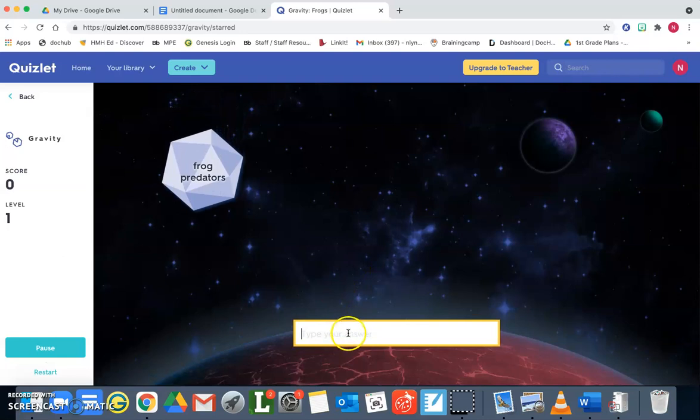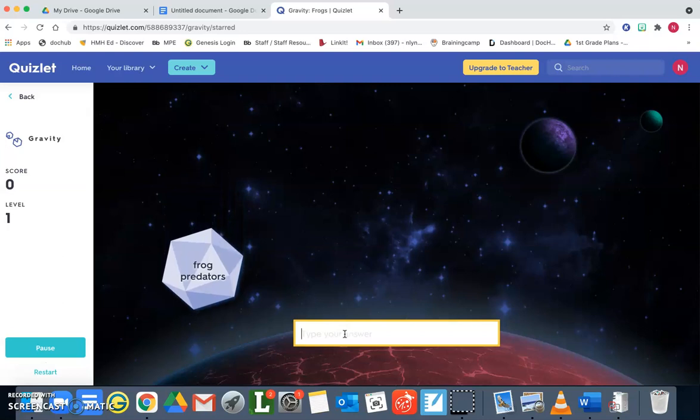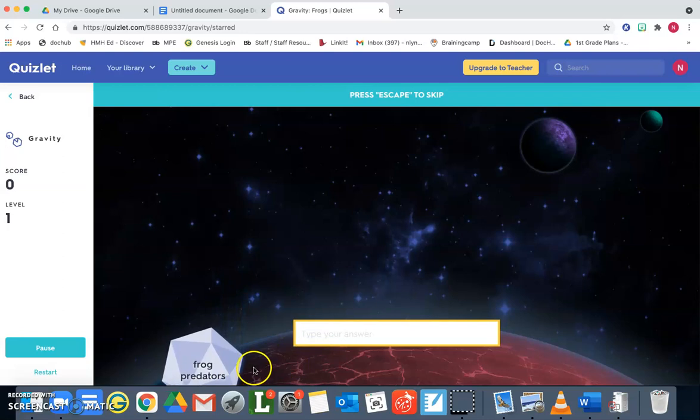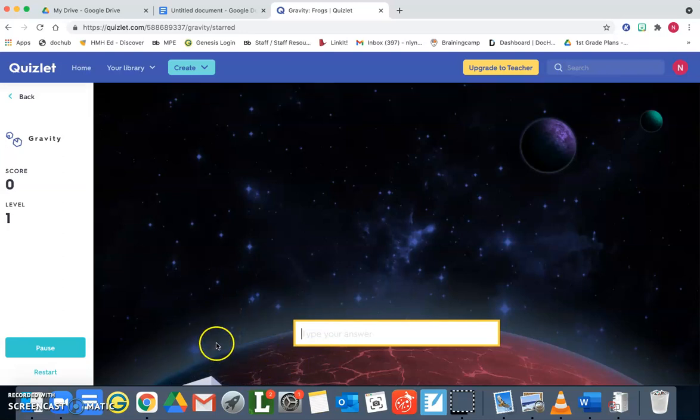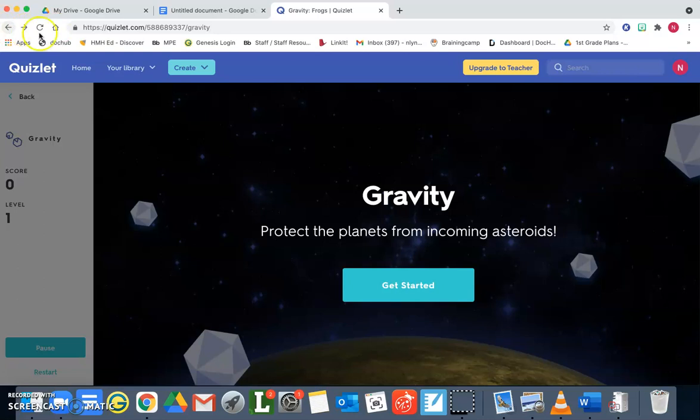Okay, frog, predators, and I'll just put snakes. Oops, let's see if that works. Okay, so it went down. So that wasn't what they were looking for, and it expected you to type all of them. This type of game, it might be better just to put one answer, to set it to one answer, so that they can at least get credit and move on with the game.